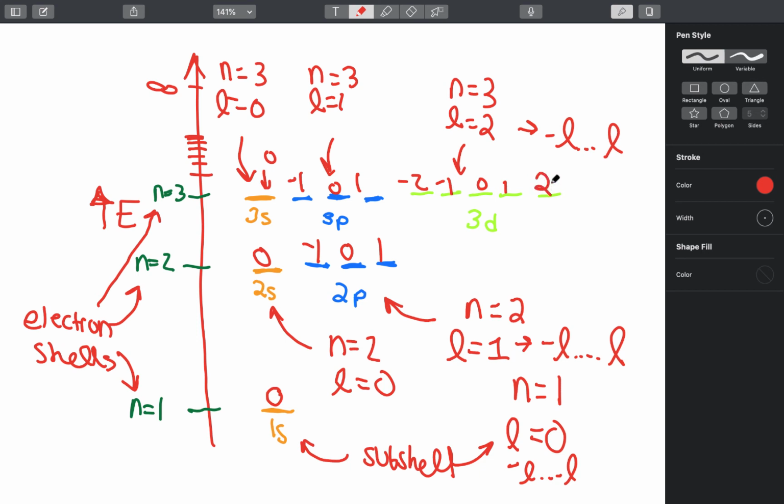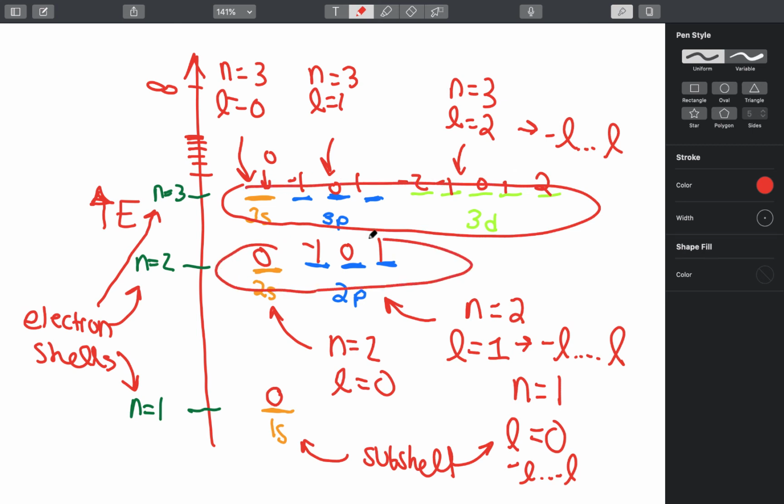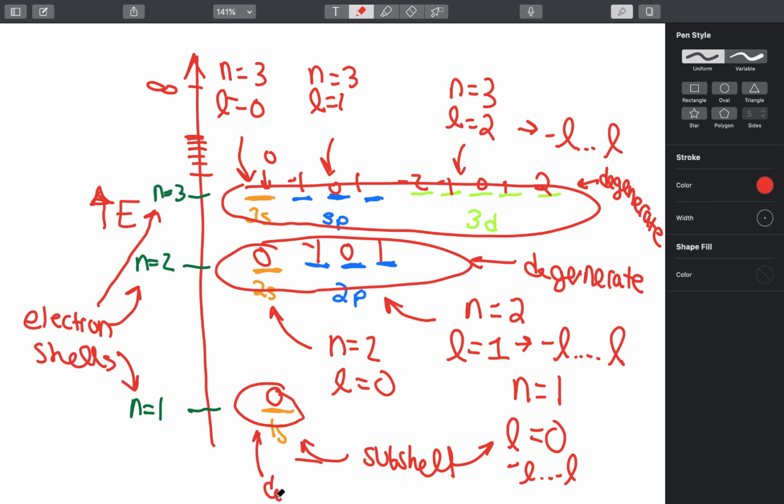The last thing to note for the H atom is that every single energy electron shell has degenerate orbitals. So these orbitals are degenerate to each other. Since there's no other orbitals here, this one is degenerate too, to itself. So what do I mean by degenerate?